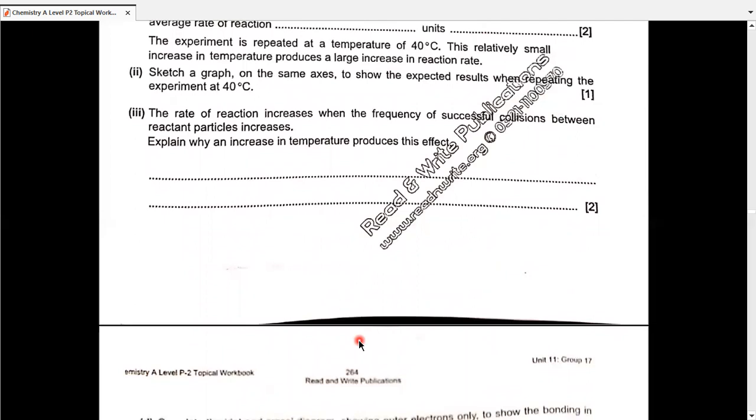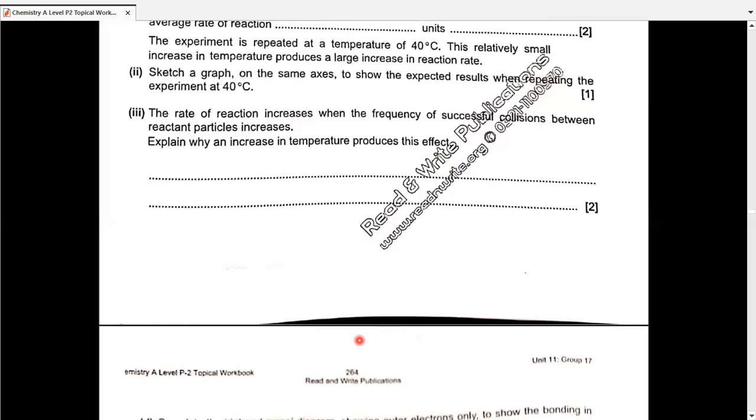The rate of reaction increases when the frequency of successful collisions between reactant particles increases. Explain why an increase in temperature produces this effect. Although this is not exactly a rate of reaction chapter question, it's like a chapter 8 or 9 question, but it is connected. When we increase the temperature, the particles gain more energy, the average kinetic energy of molecules increases, so more successful collisions result in a higher rate of reaction.